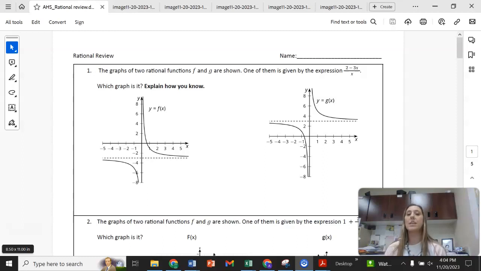The first question says that a graph of the two rational functions f and g are shown below. One of them is given by the expression (2 minus 3x) over x. Which graph is it? We can see that the vertical asymptote is probably 0 on both of them, so that's not going to help me distinguish between the two graphs. So what I'm going to do is look for the horizontal asymptote. Go ahead and hit pause and find the horizontal asymptote.